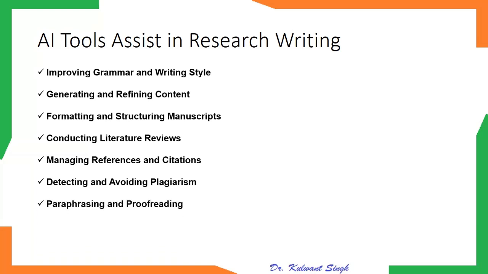Paraphrasing and proofreading. When we talk about plagiarism or similarity, paraphrasing is one of the preferred techniques used by researchers or authors to avoid plagiarism or similarity, because there are two concepts when we discuss plagiarism. Let me clarify one term. Suppose I am writing my paper and I copy a message from another source and use it in my paper. This is plagiarism.